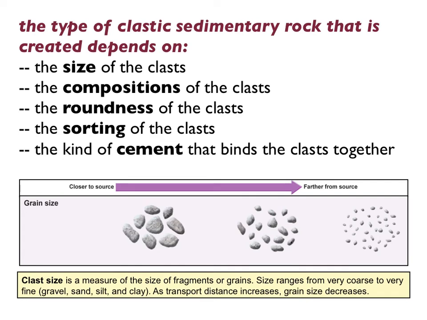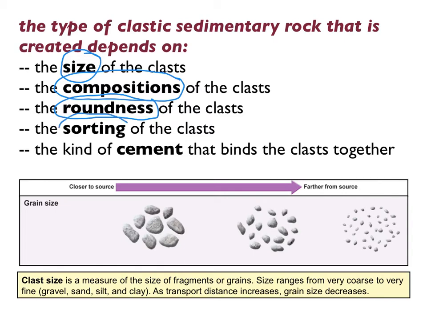The types of clastic sedimentary rock that can form depend primarily on how big the clasts are. Those can range from boulders all the way to really, really tiny mud-sized fragments. It depends on the composition of the clasts. So are the clasts rocks or individual mineral grains? And if they're minerals, are they mostly quartz, or are they quartz and feldspar and biotite? It also depends on how rounded they are. So if they're really angular, that tells you something different than a clastic sedimentary rock that's made of super rounded spherical grains.